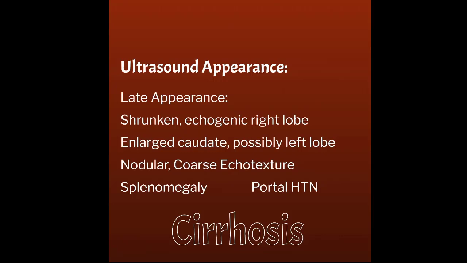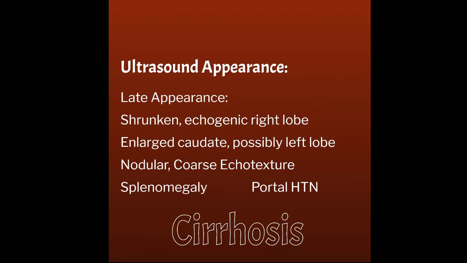It's also going to become relatively echogenic. We're going to see some nodular, coarse echotexture, so we might be able to see the kind of scalloped edges along the periphery of the liver. And what we commonly see in late stage cirrhosis is an enlarged caudate. So remember, the caudate lobe is supplied kind of with its own blood.